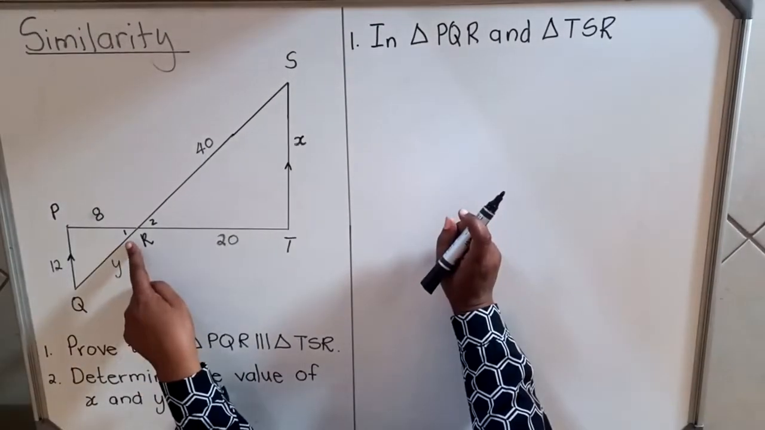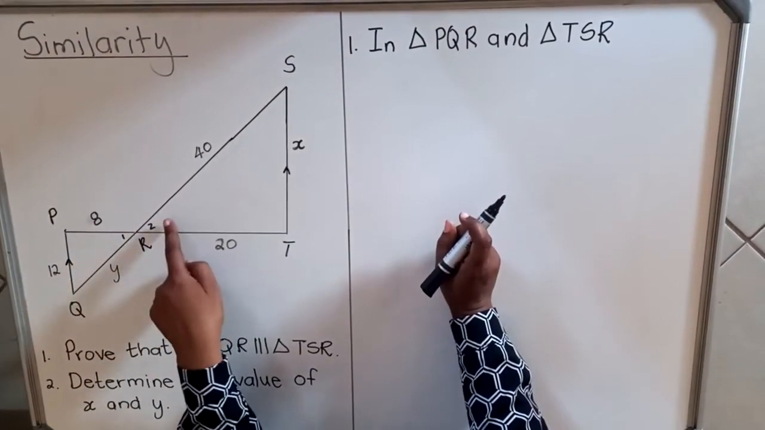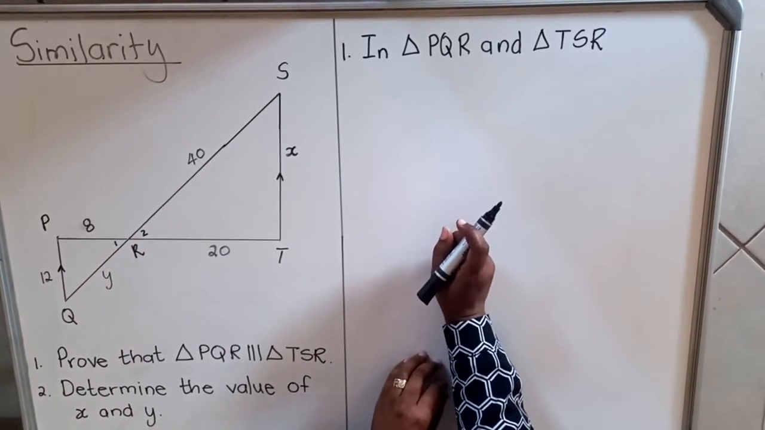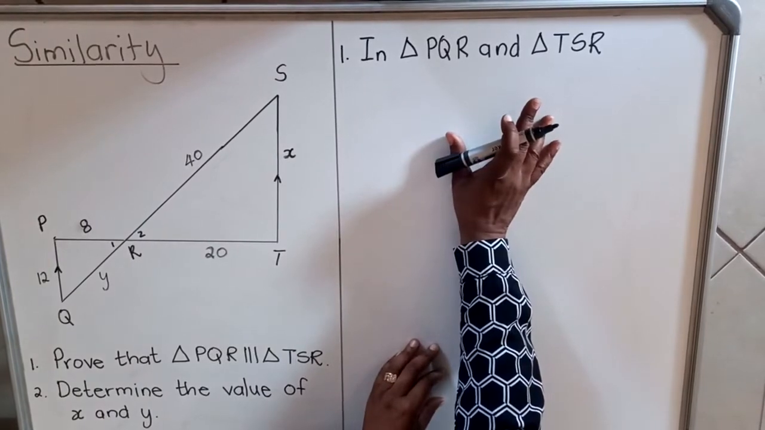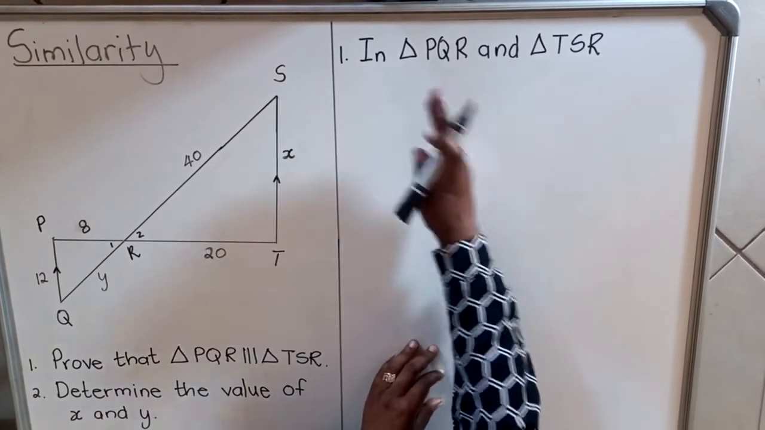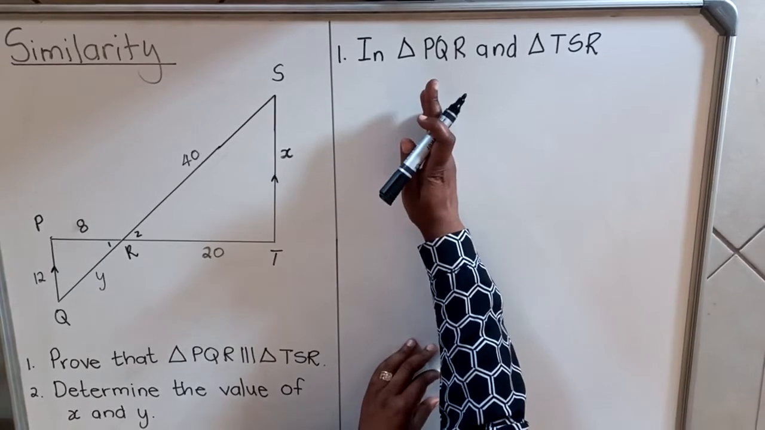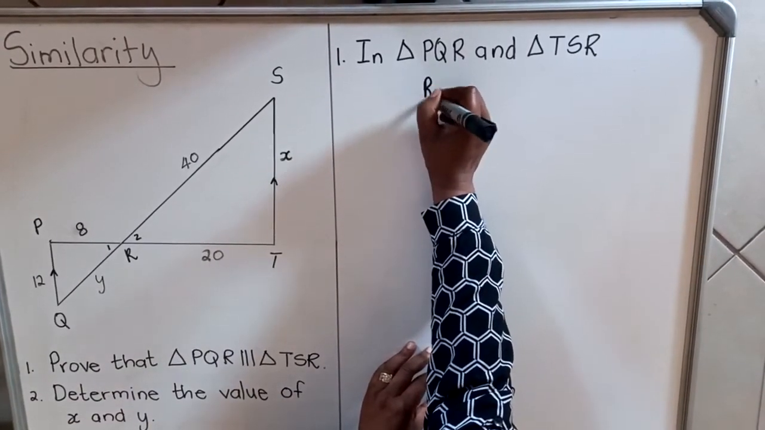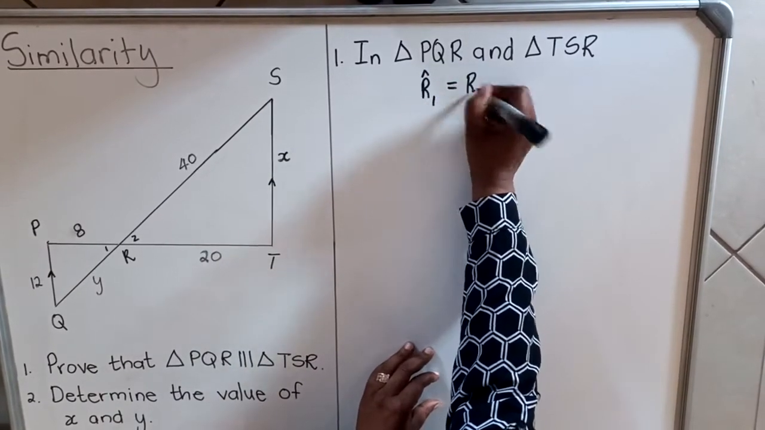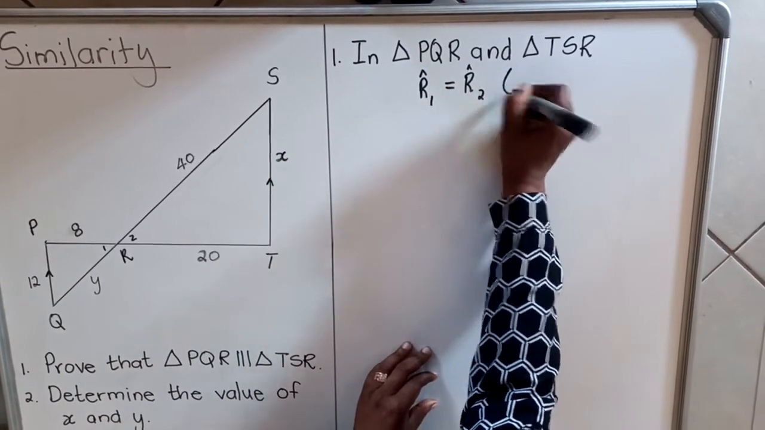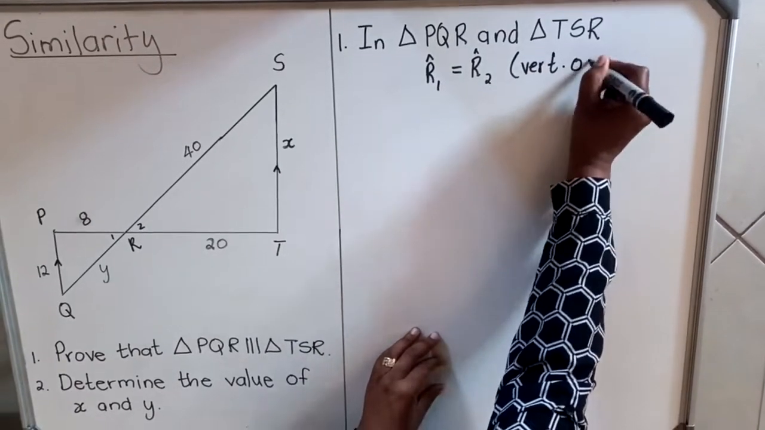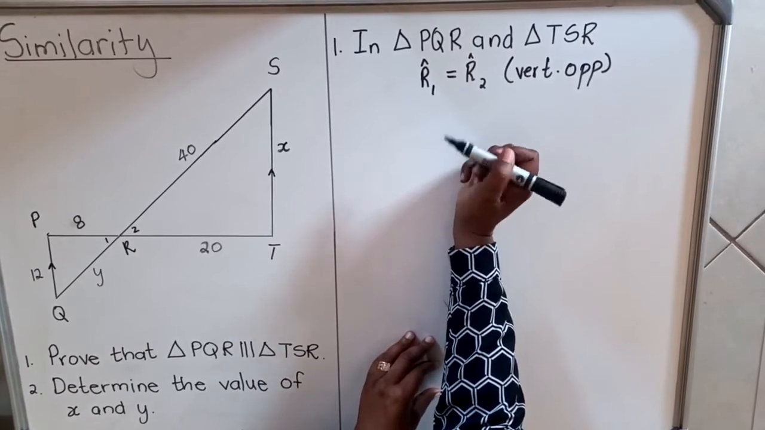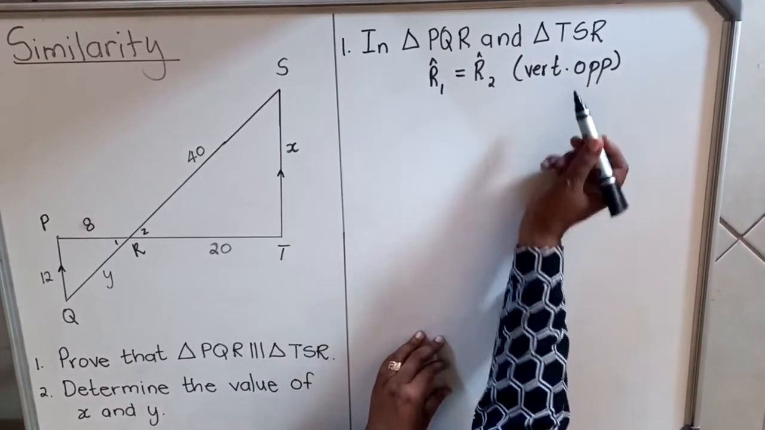Right? R1 in this triangle is equal to R2 in this triangle. And then your reason, they are vertically opposite. Now, when you write in your answer book, you need to write the angles that are in the first triangle under the first triangle, and the angles that are in the second triangle under the second triangle. So the first triangle is R1. R1 is equal to R2 in the second triangle. And your reason, it's vertically opposite. These two angles are vertically opposite. From grade 8, you learn that vertically opposite angles are equal.